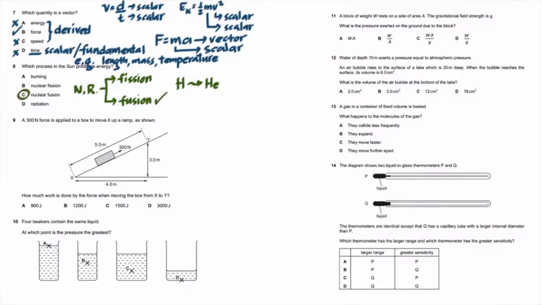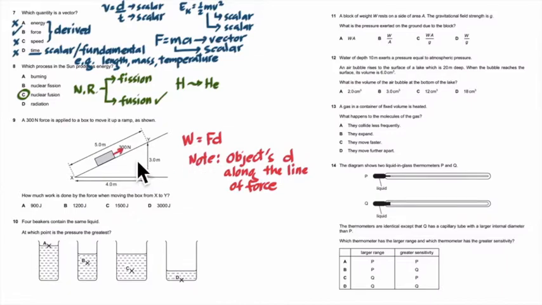For this question, we use the formula work equals force multiplied by distance or displacement. But note that before using this, make sure that the object's displacement is along the line of force. Alright? If this is the direction of the force, then work can be calculated when you consider this distance along the direction of the force. 300 Newton times 5.0 meters gives us 1,500 joules of work. The answer here is C.